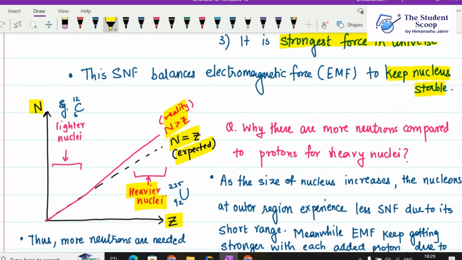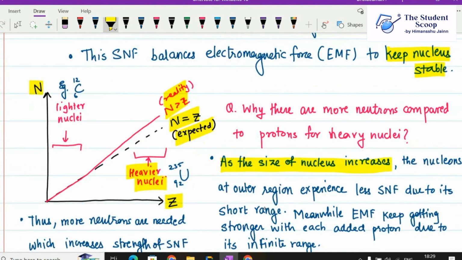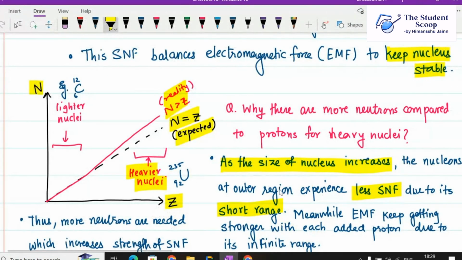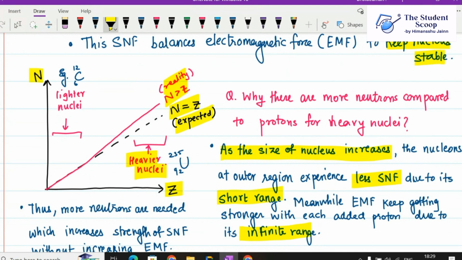So what will be the reason? They ask this question: what is the reason why there are more neutrons compared to protons in heavy nuclei? The reason for this is the size. As the size of the nucleus increases, the strong nuclear force starts getting weaker because it is extremely short range. As the size of the nucleus increases, it starts getting a little out of its range. So the strong nuclear force starts falling weaker for those newly added protons and neutrons, while the electromagnetic force keeps getting stronger because electromagnetic force has an infinite range.